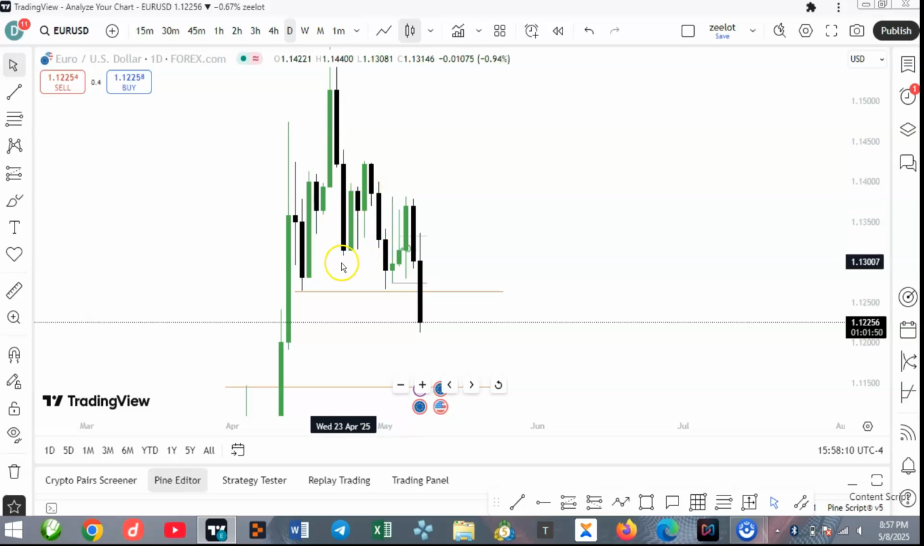First of all, we took out the low. Market came down and took out this low, it came down, took out this low, it took out this low with displacement and closed below. So this one now is a market structure shift.